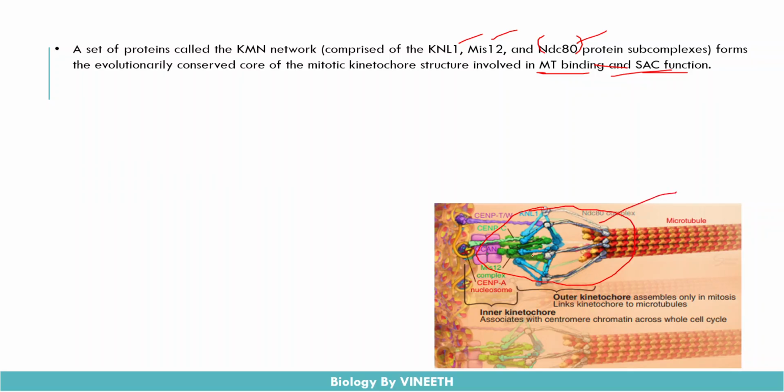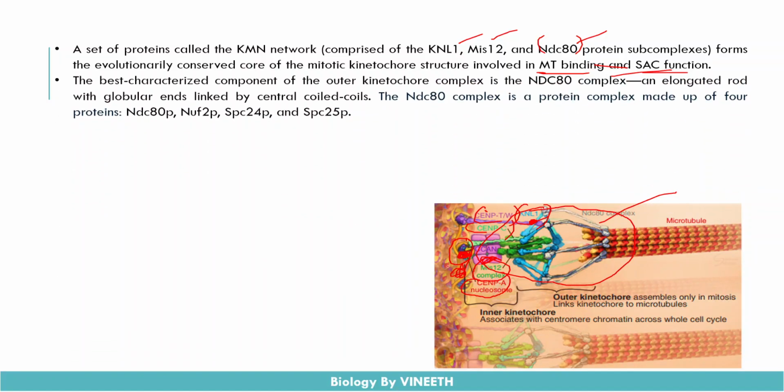It contains the Ndc80 complex, and here we have the Mis12 complex, and then the KNL1 protein, which is also responsible for microtubule binding. Then we have CENP-T, CENP-C, and also the HP1 protein, which is not shown in this diagram. The CENP-A, a histone 3 variant, is embedded inside the inner kinetochore layer, around here. This is what CENP-A is.